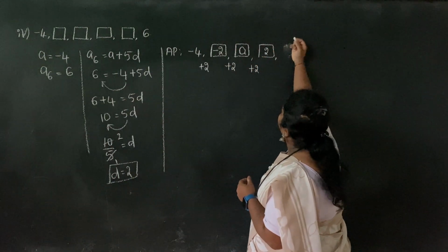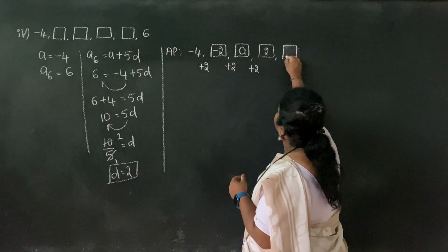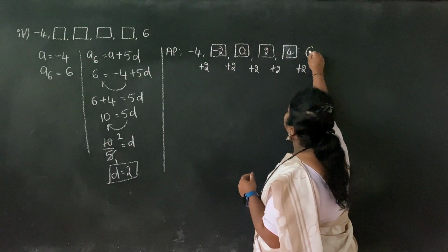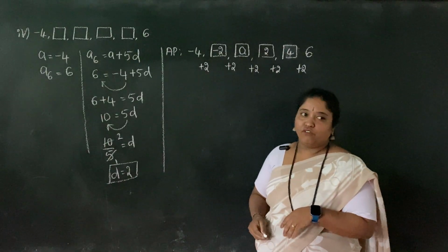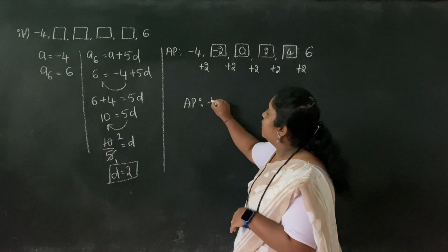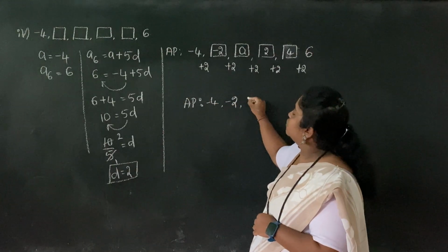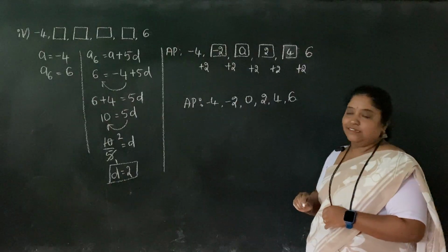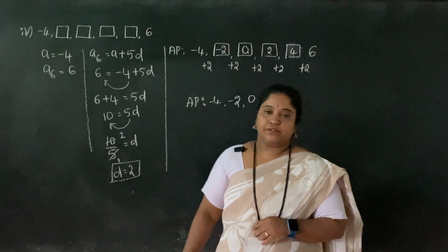One more box is there, isn't it? See, one more box is there. 2 plus 2 is how much? 4. 4 plus 2 is how much? 6. Provided by them itself. You just see. What is the arithmetic progression at the end, dear? Minus 4 comma, minus 2 comma, 0 comma, 2 comma, 4 comma, 6. Isn't it? This is how you need to calculate.